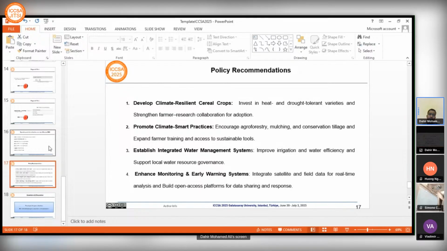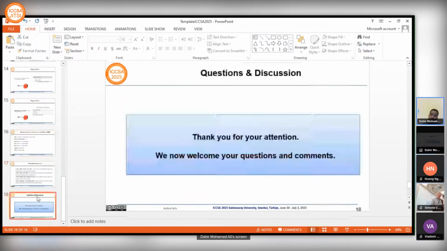And the last one, we recommend enhancing monitoring and early warning systems by using integrated satellite and field data for real-time analysis and building an open data platform for sharing these responses. And that's the end.